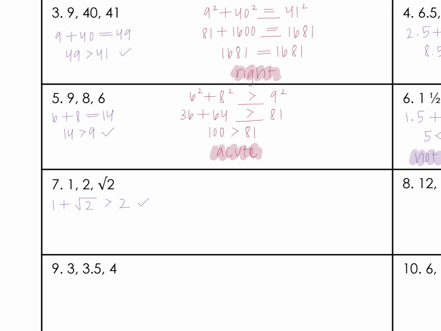So then we'll move into plugging in. We'll have that 1 squared plus my root 2 squared, and then we'll have 2 squared over here. So we'll get that 1 plus that root 2 squared is going to just give me 2. And then 2 squared is 4. So we'll get 3 is going to be less than that 4. And therefore, this is an obtuse triangle.